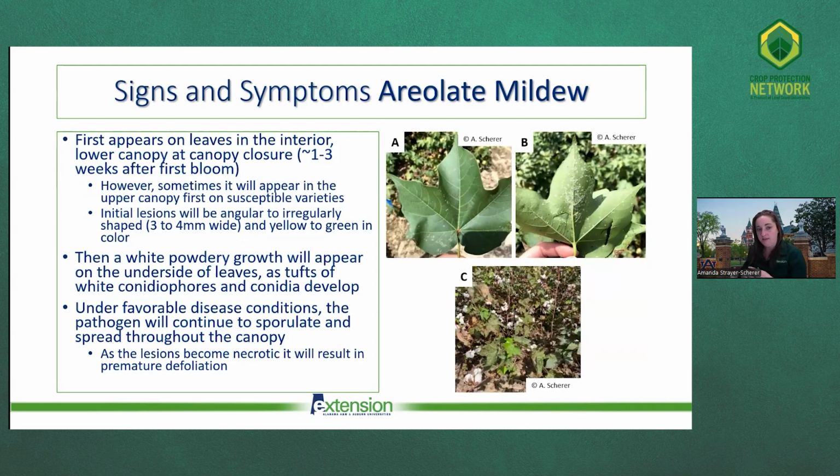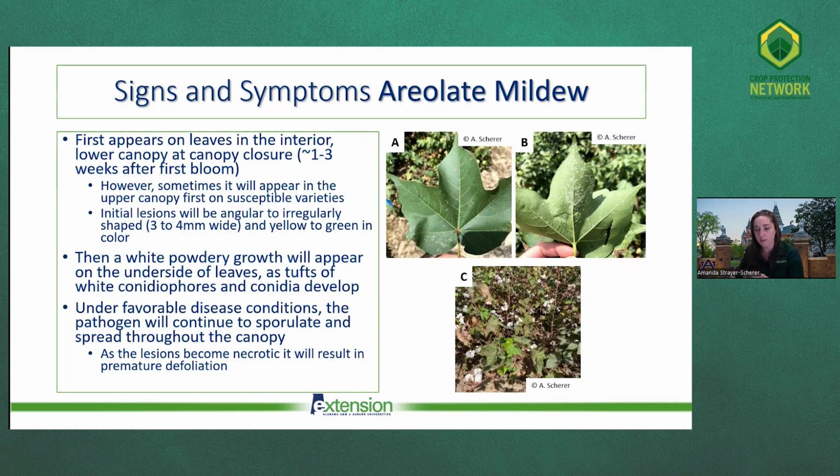So when talking about signs and symptoms of areolate mildew, another thing that I do appreciate about this disease is that it is very easy to identify. So typically we will see lesions appear first on the interior lower canopy, kind of at canopy closure. So about that first to third week of bloom. And, you know, even though I say we typically see it right in that lower canopy, areolate mildew will sometimes throw you for a curve, right?